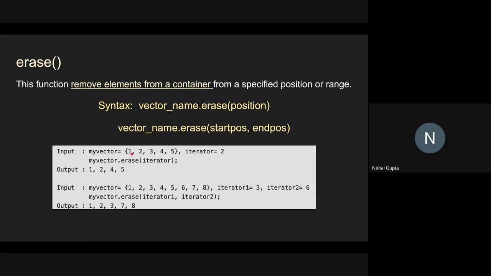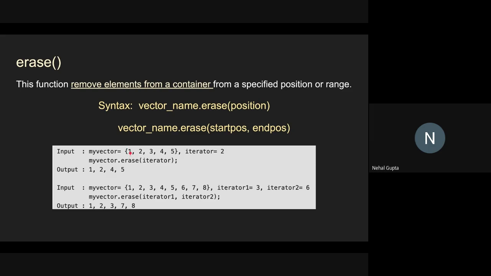You have a vector of 1, 2, 3, 4, 5. You have an iterator 2. Again, you have to pass an iterator here. My vector dot erase, and you pass an iterator. I want the element at the second position to get deleted. I don't want any other element to get deleted. I just want to remove this one. So if I pass the iterator to the second position, then only this element will get deleted.